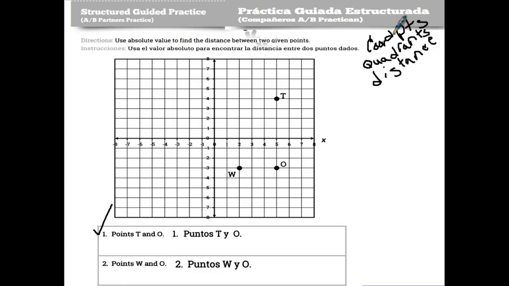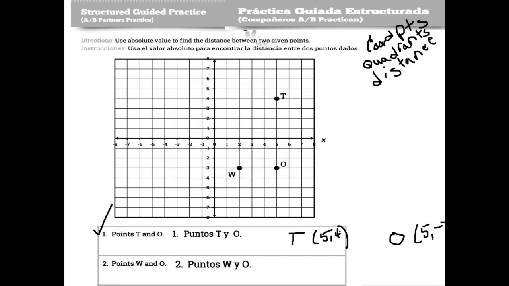Okay, so let's check and see how you did. Well, I'm going to put T here, and I'm going to put O here. And the coordinate points for T, X is 5, Y is 4. So my coordinate points are 5, 4. My coordinate points for O, X is still 5, Y is -3. So I have 5, -3.